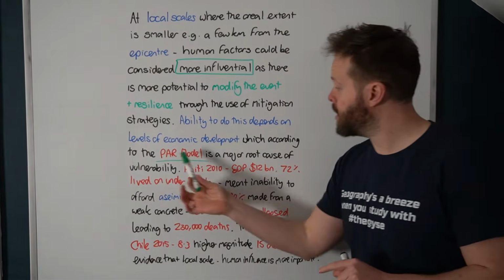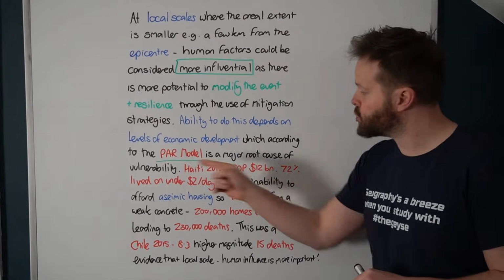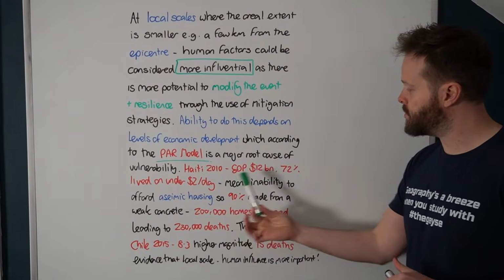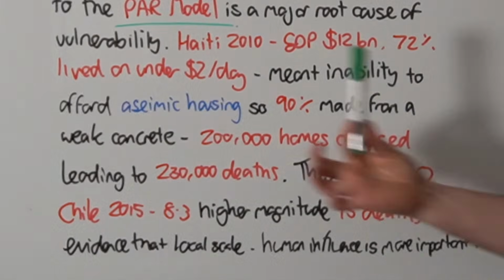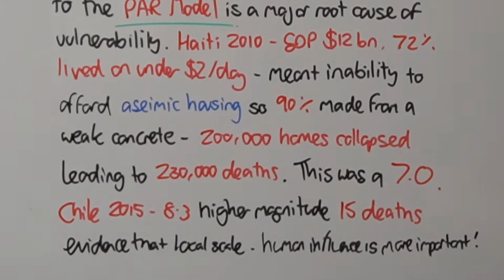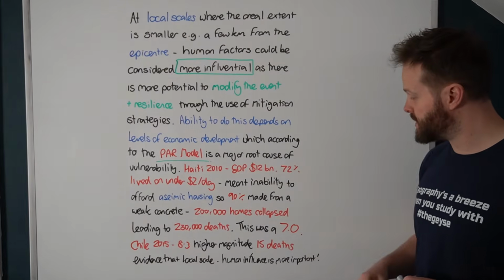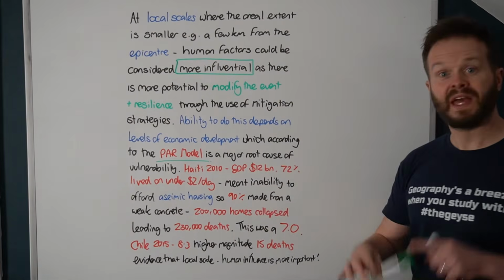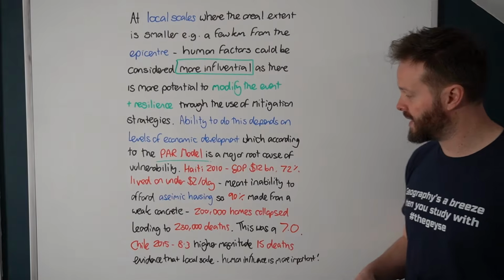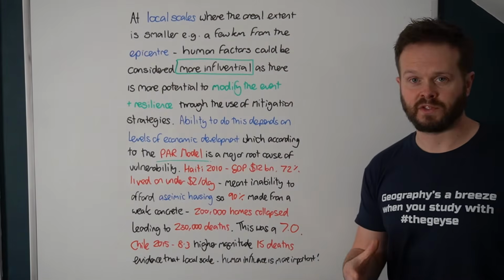So, according to the PAR model, it's a major root cause of vulnerability. Haiti in 2010 with a GDP of 12 billion, 72% of the population lived on under $2 a day. This meant an inability to afford seismic housing, so 90% was made from a weak concrete. This led to 200 homes collapsing, leading to 230,000 deaths.